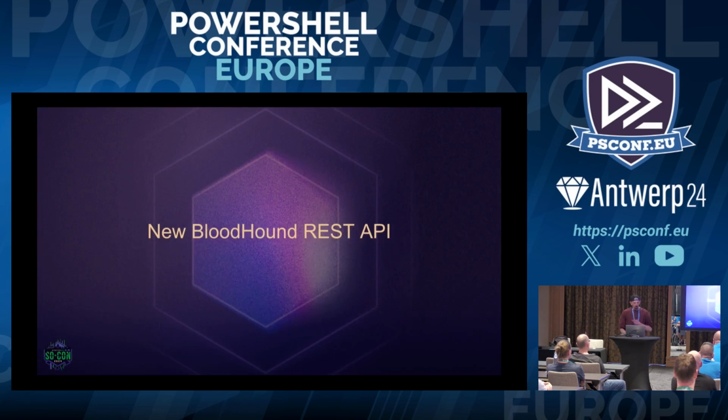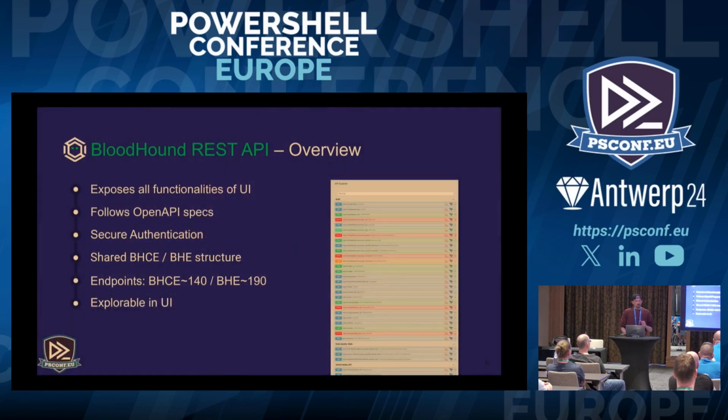So, REST API. Like I said, the whole new Bloodhound is centered around the REST API. The UI is built on top of it, so all the functionalities of the tool are exposed. It follows OpenAPI spec, has secure authentication. It's a shared structure between the Community Edition, the free edition of the software, and the Enterprise Edition. If you're talking to Bloodhound Community, you can hit roughly 140 endpoints, whereas if you're talking to Enterprise, you have a bit more. I'll detail a bit later, but I won't make a commercial pitch on the Enterprise version. You can catch me outside for that.